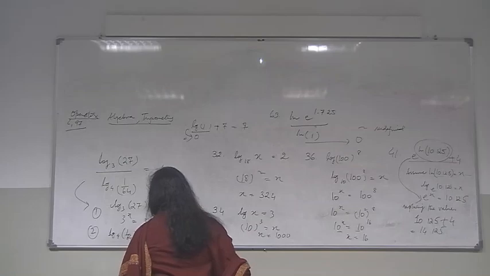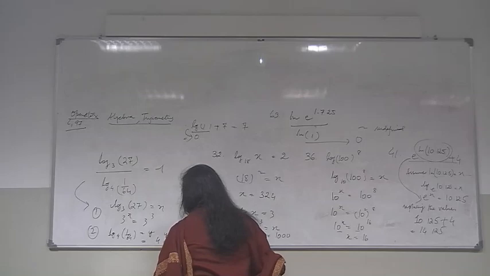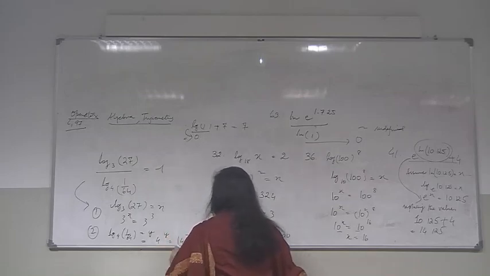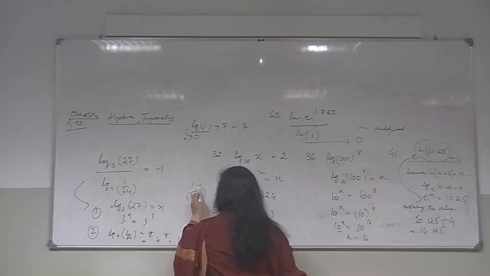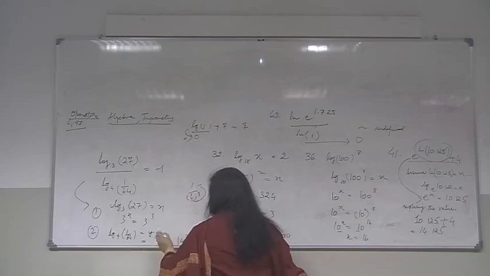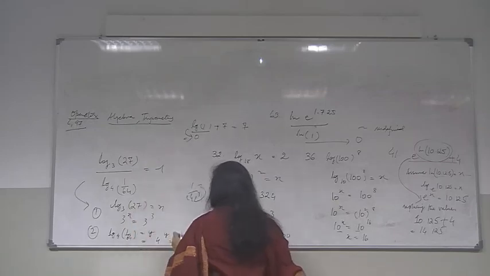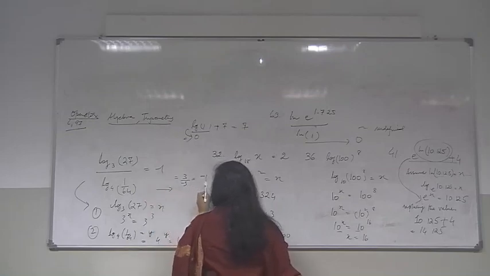So now 4 raised to the power y would be equal to 4 raised to the power minus 3, because we know that 1 by 64 is 1 by 4 cubed, which is 4 raised to the power minus 3. So now you can just put in the values, and then it's 3 over minus 3, and that is equal to minus 1.